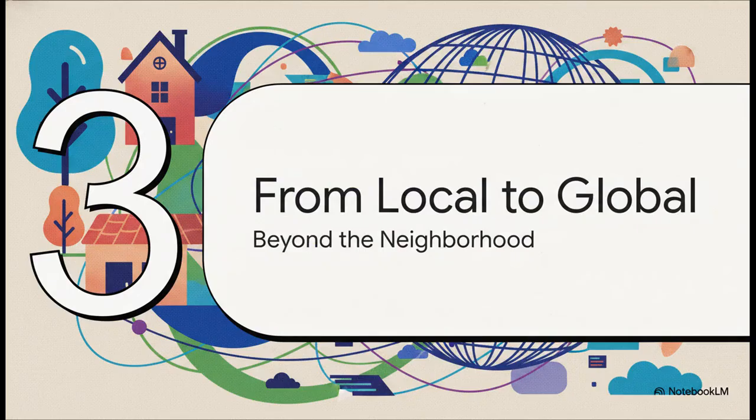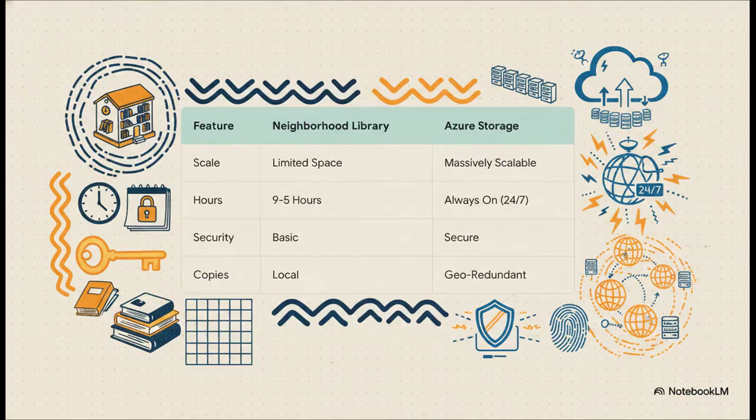Okay, but here's where the analogy really takes off. We started with a small local library, right? Well, get ready, because we're about to go from that cozy little building to something that spans the entire globe. The sense of scale here is just massive. I mean, just look at this comparison. We're going from limited space to something that can scale almost infinitely. We're moving from a place that closes at 5 p.m. to something that is always on, 24/7. And the security? It's like going from a simple lock on the door to a world-class, multi-layered security system. It's a whole different league.